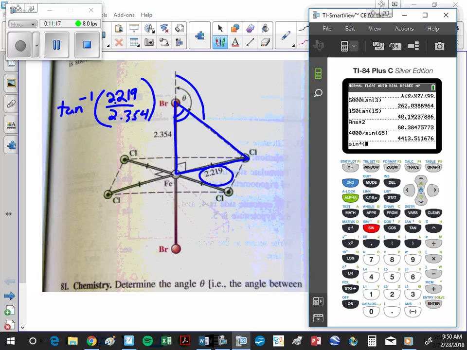So the tangent inverse of 2.219 divided by 2.354. Now, I get 43.3, but that's not what I want. 180 minus this, because those two angles are supplementary. 180 minus 43.309. So 136.69.